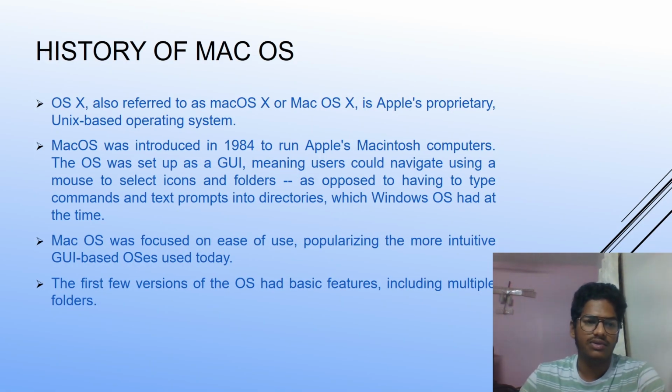History of the Mac OS. OS 10, also referred to as Mac OS 10, is Apple's proprietary Unix-based operating system. Mac OS was introduced in 1984 to run Apple's Macintosh computers. The OS was set up as a GUI, meaning users could navigate using a mouse to select icons and folders, as opposed to having to type commands and text prompts into directories, which Windows OS had at the time. Mac OS was focused on ease of use, popularizing the more intuitive GUI-based OSs used today. The first few versions of the OS had basic features, including multiple folders.